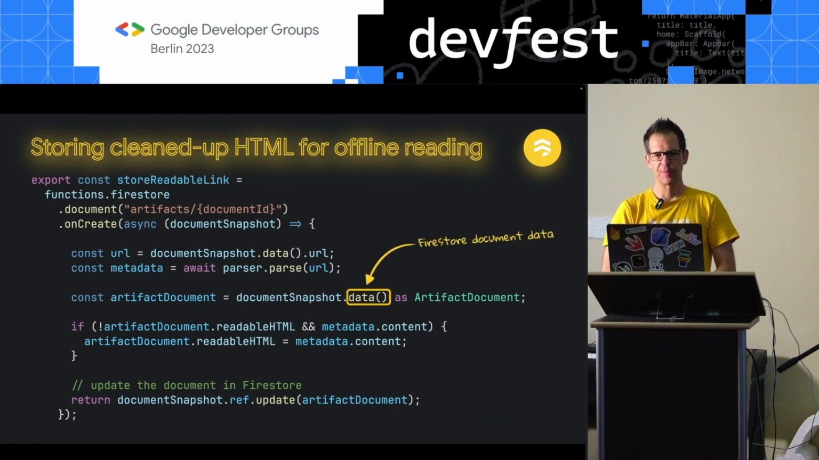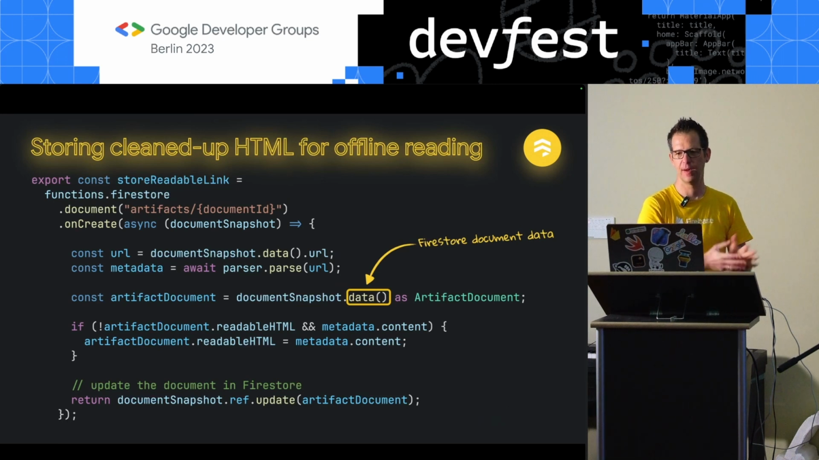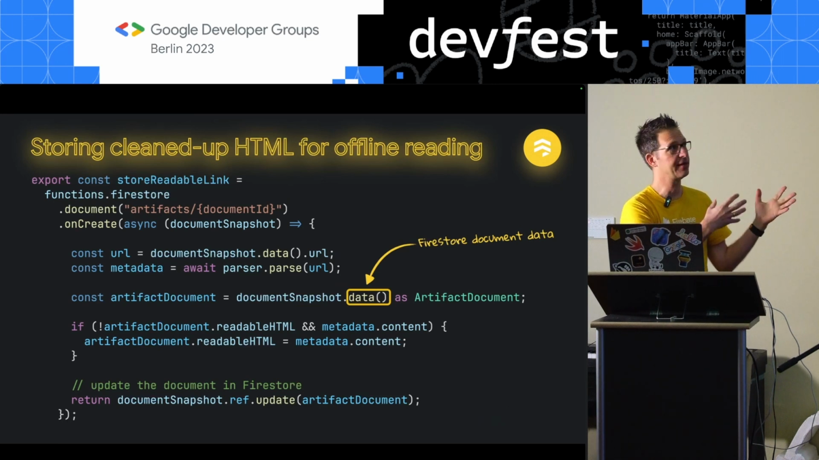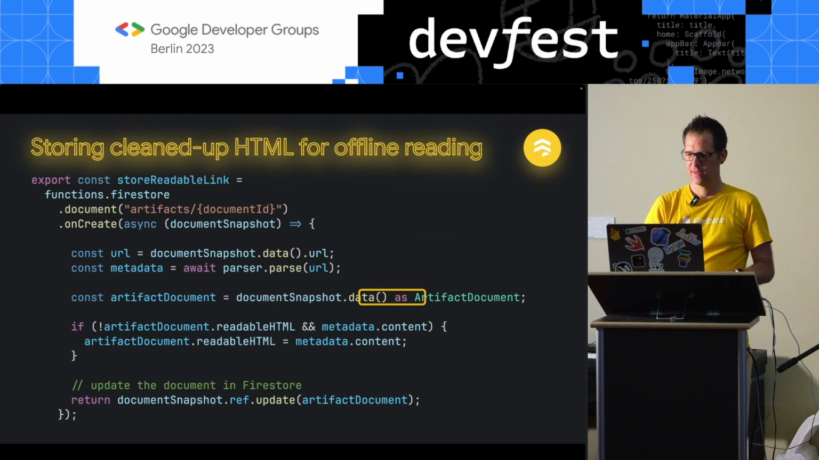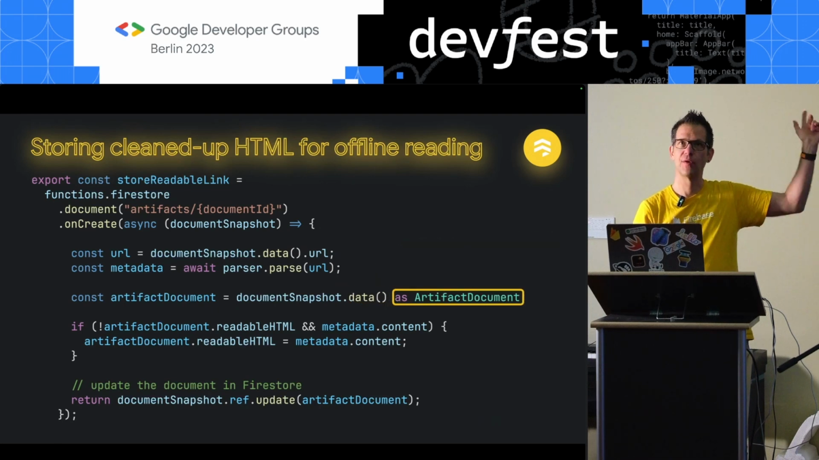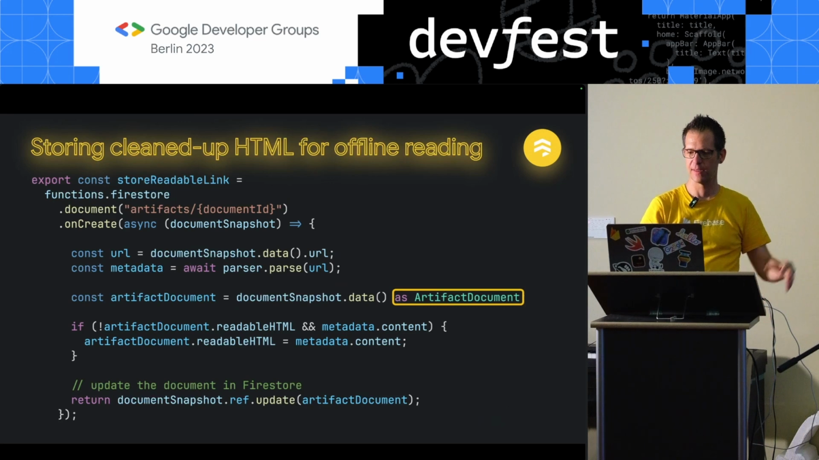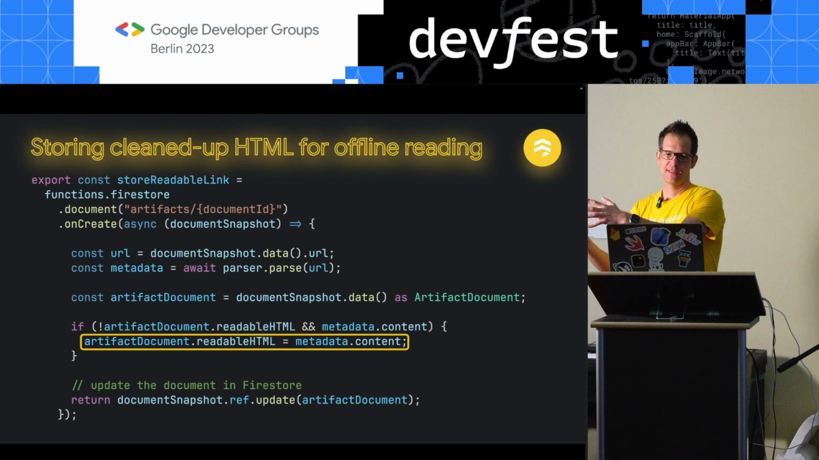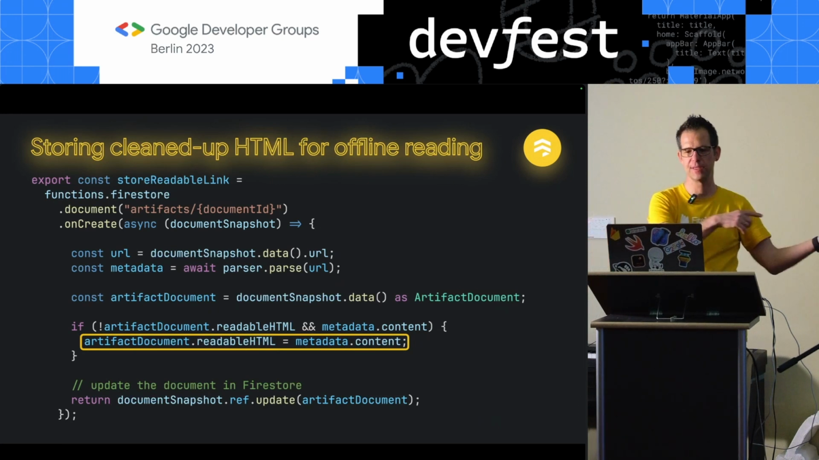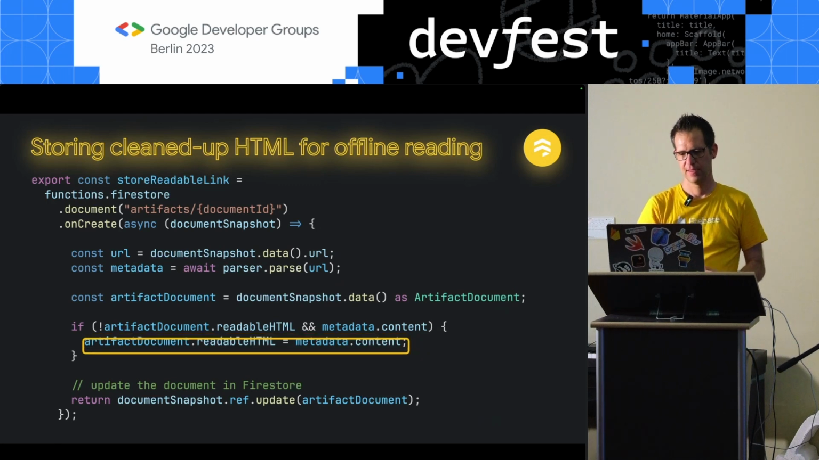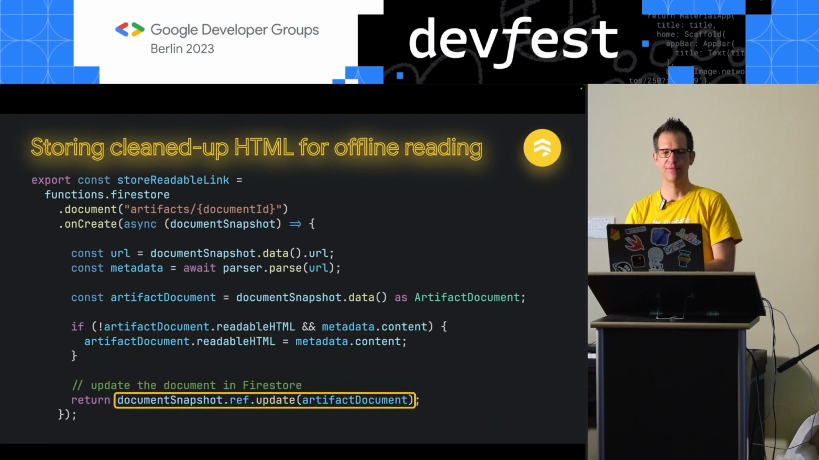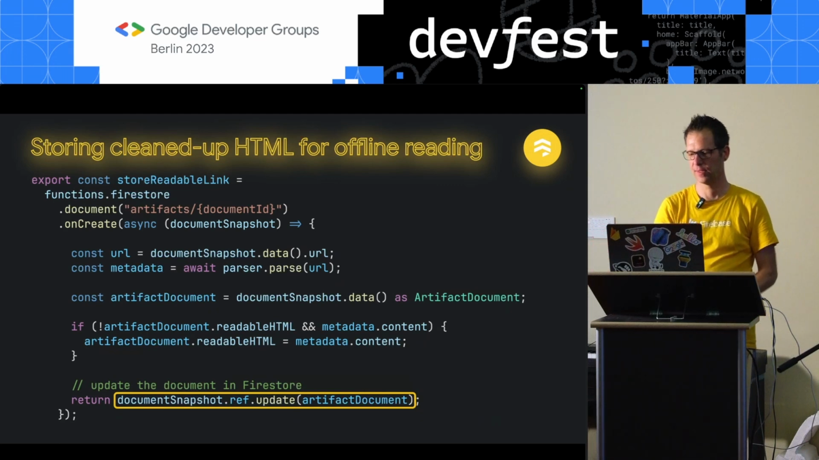So now we've got our simplified HTML, and we want to store it back. So the first thing that we do is we get the entire document as an artifact document. This code here is TypeScript, and that is why we can deal with it in a type-safe way. And then we get the readable HTML from the Mercury parser and store it into that document. And then we use the reference and update the document in Firestore using this updated document. And that's it.